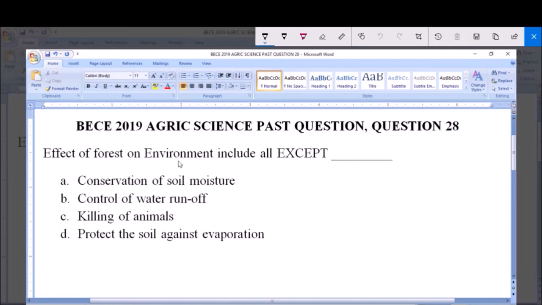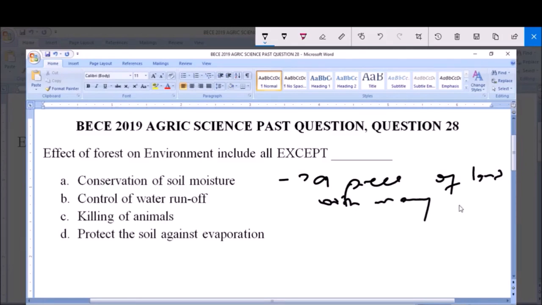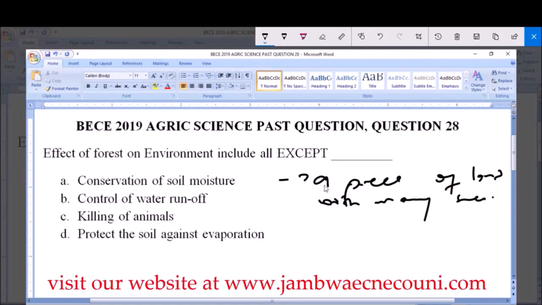Now, a forest succinctly refers to a piece of land with many trees, and we have forests all around the world. This forest has certain effects on the environment.